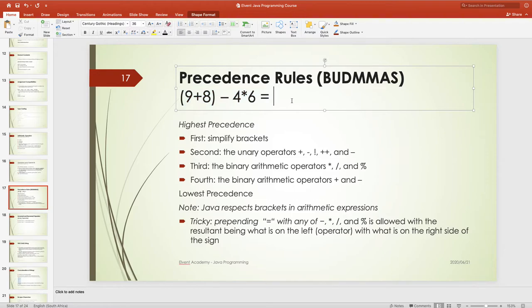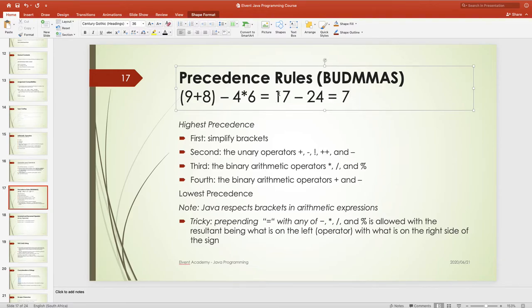Because of the mathematical rule, we know that we're going to solve what is in bracket first, meaning to say we're going to solve 9 plus 8, which is equal to 17. Then we solve the multiplication. So it's going to be 4 times 6, which becomes 24. Then lastly, we're going to solve the binary operator negative. So we're going to have 14 minus 7, that is a 7 answer there. Okay, like so.